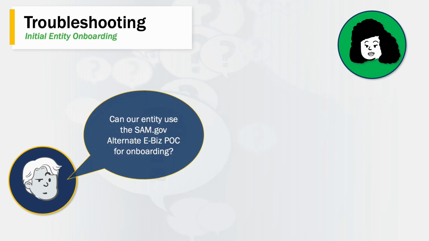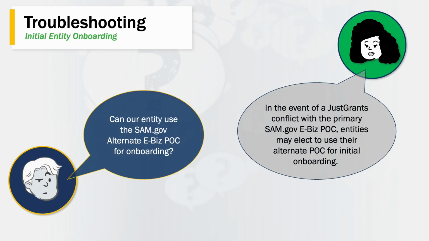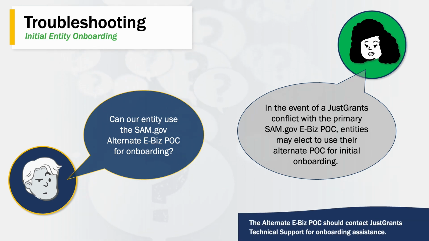Final question, can our entity use the SAM.gov alternate eBiz POC for onboarding? SAM.gov does allow entities to identify an alternate eBiz POC. In the event of a JustGrants conflict with the primary SAM.gov eBiz POC, entities may elect to use this alternate POC for initial onboarding. The alternate eBiz POC should contact JustGrants technical support for onboarding assistance.